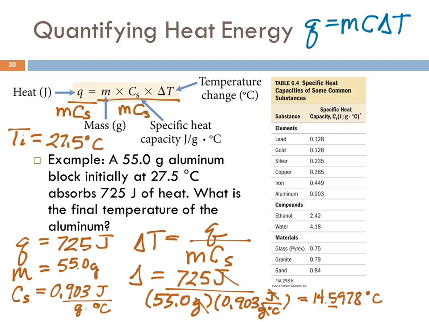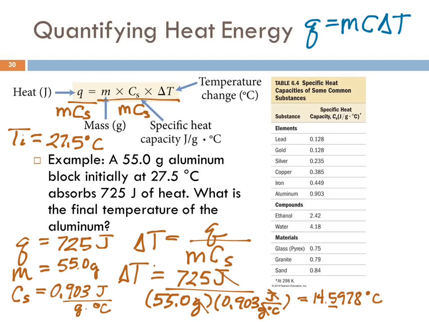So a positive change in temperature, it's a change in temperature, sorry. Let's try that again. The change in temperature, did this piece of aluminum get warmer or colder? Warmer. The change in temperature was positive. The temperature went up. So if this is the change in temperature and this is the initial temperature, how do we find the final temperature? We add them together.